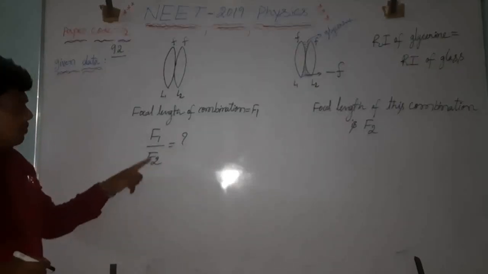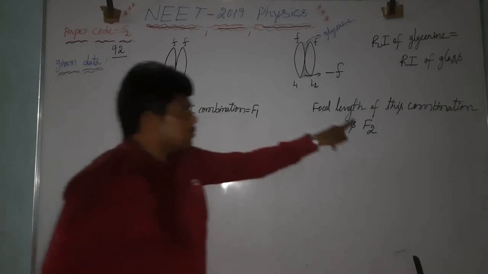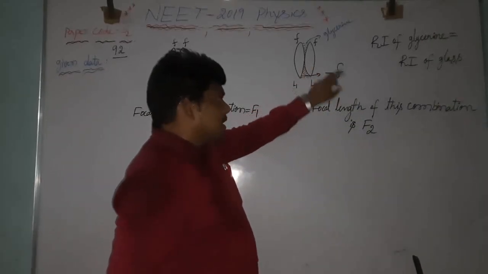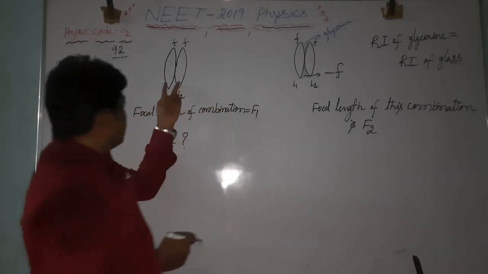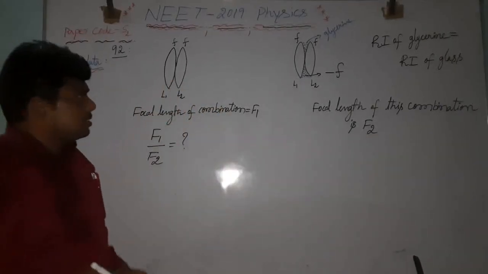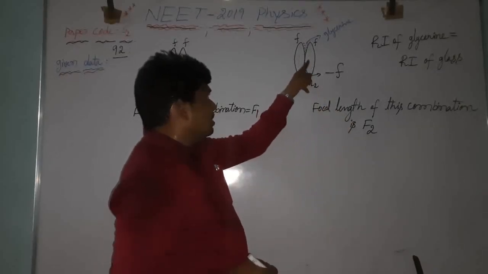Now, what do you have to calculate? The ratio of f1 and f2. f1 is the focal length of this combination. f2 is the focal length of this combination. Here f1 and f2 are both the same, no different. Why? Because here two lenses are there, both are convex. In the f2 combination, we have the two convex lenses.